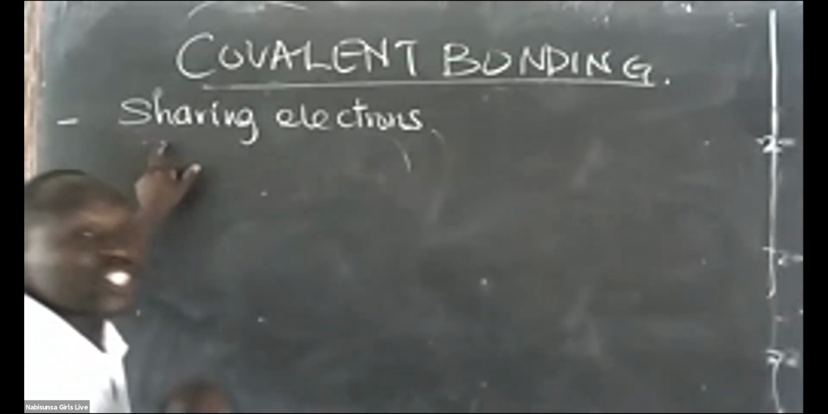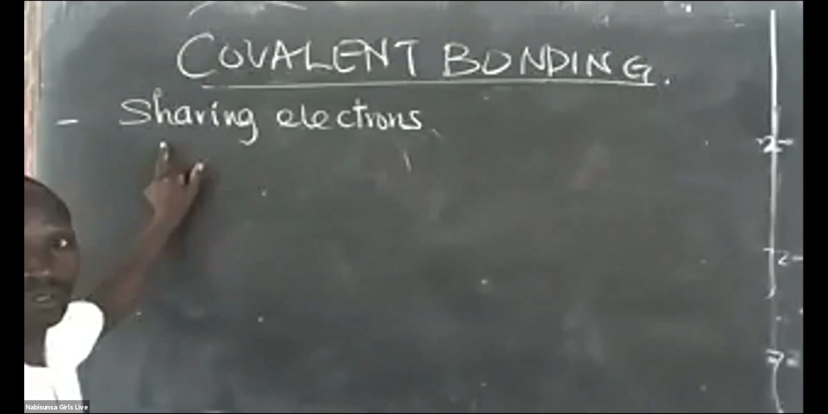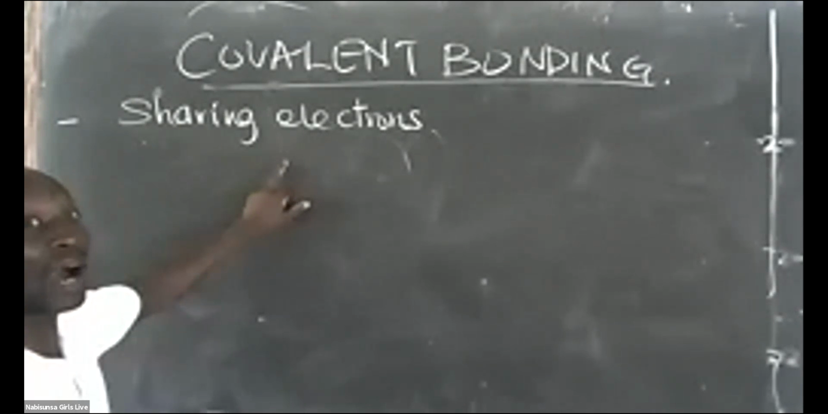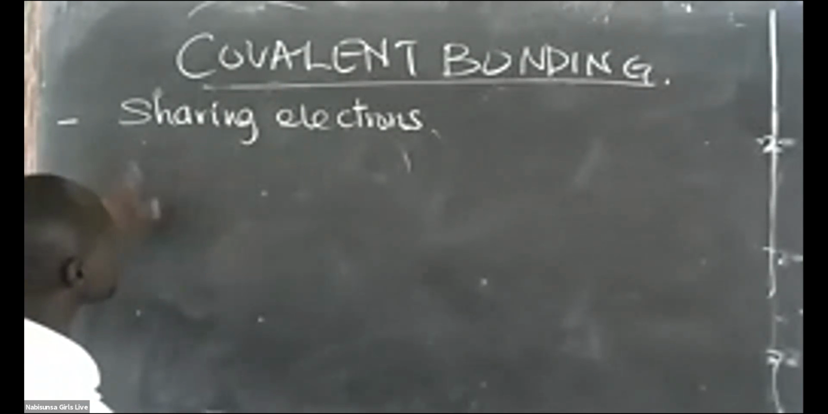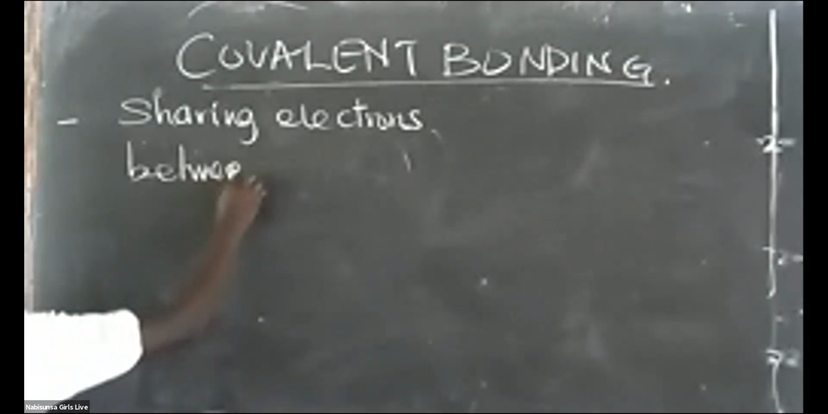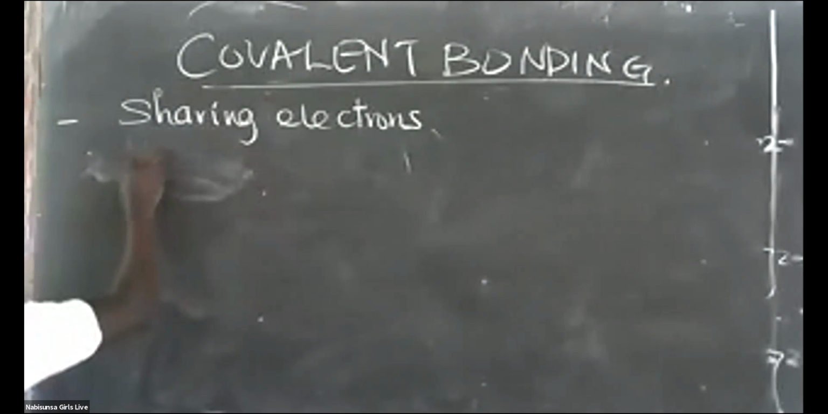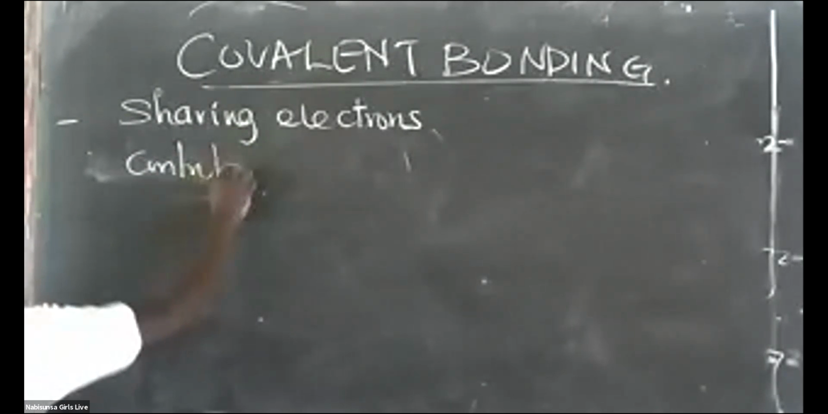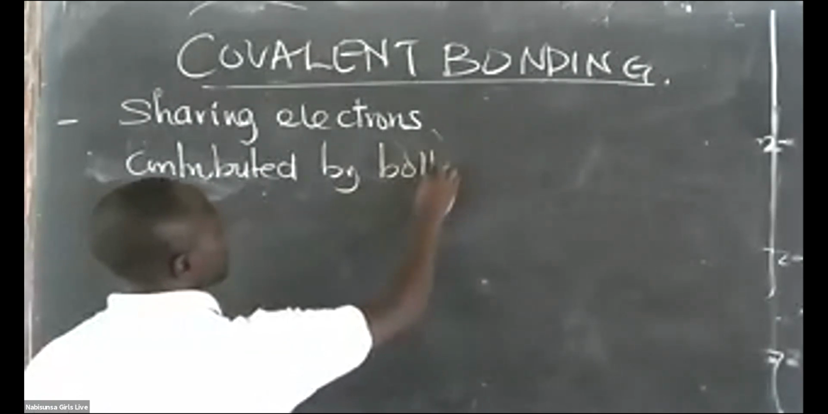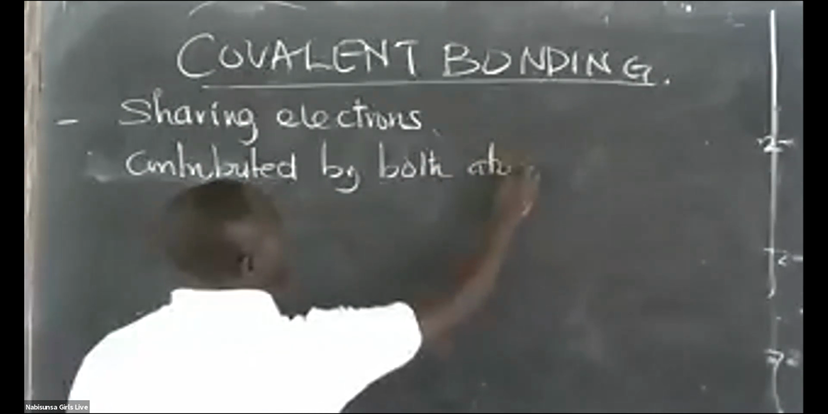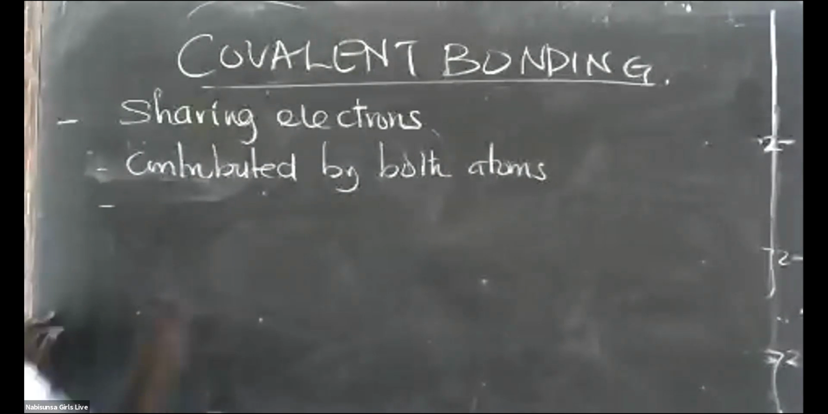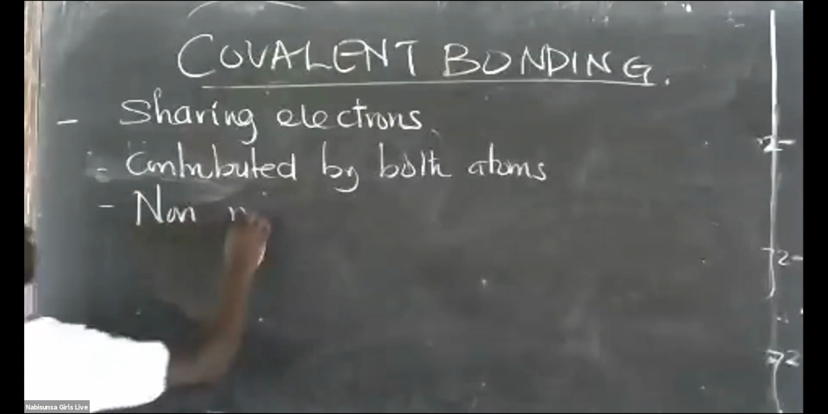Today, what are we looking at? Sharing electrons. So what are we sharing? Electrons in the outermost energy level. These electrons are contributed by both atoms, and these atoms must be non-metals.